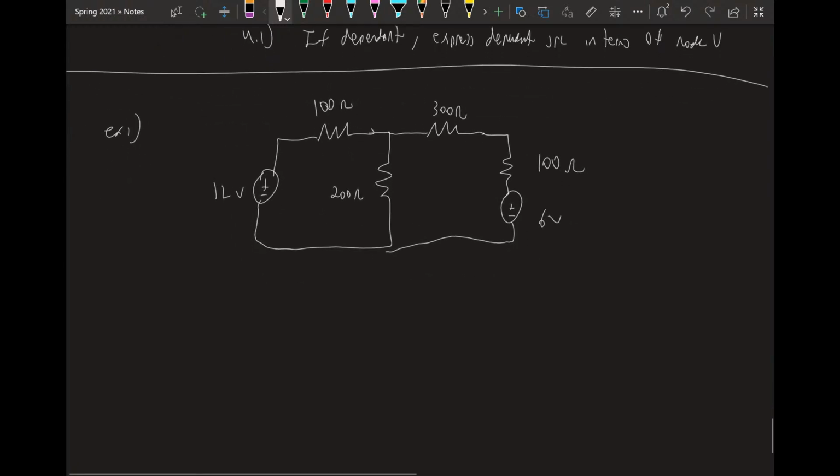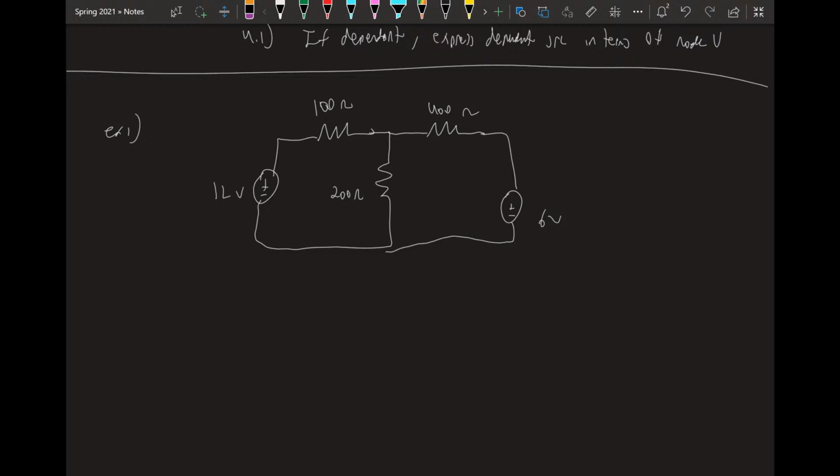So how do we start? First of all, we identify our nodes. Actually, first of all, can we combine anything? Yes, we can combine these two. This can just be one resistor. So let's do that: 300 plus 100. We combine them in series to make 400 ohms, and this resistance goes away. So we have made the circuit simpler for ourselves, because one less node is one less equation to solve.